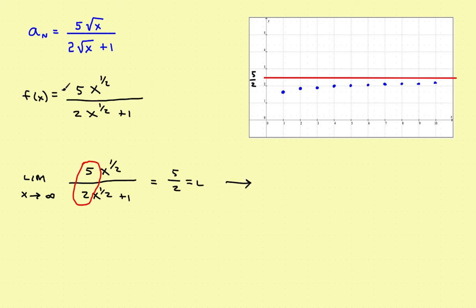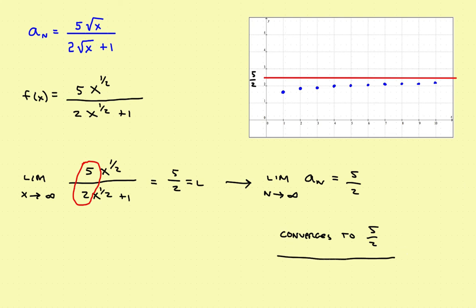Now this is the limit of the function, so you've still got one more step to do. If the limit of f of x is 5 halves, then since the function and the sequence agree at every point, the limit of the sequence as n approaches infinity must also be the same thing, which would be 5 halves. So the limit does exist, it's 5 halves, and that means that this sequence converges to 5 halves. So that's going to be that.